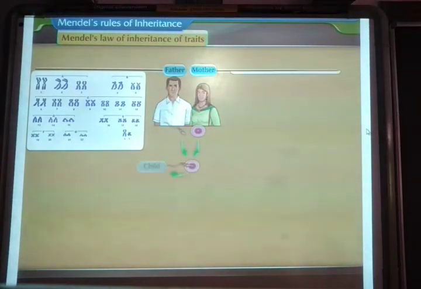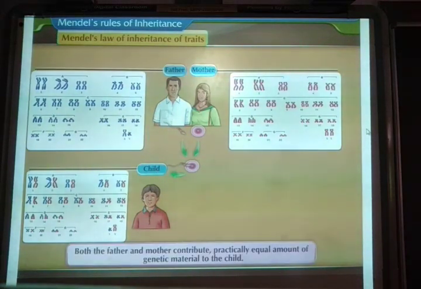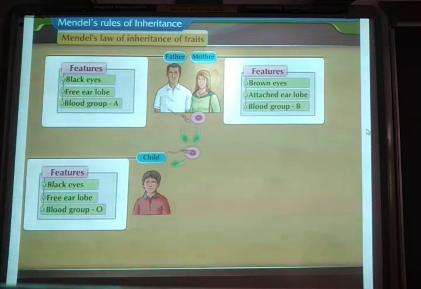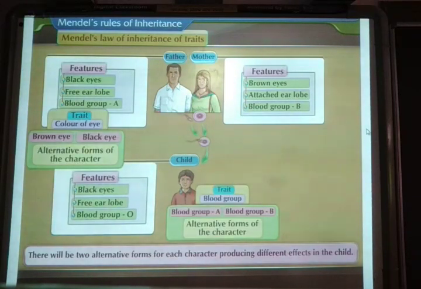The laws of inheritance of traits in human beings are related to the fact that both the father and the mother contribute practically equal amounts of genetic material to the child. This implies that each trait can be influenced by paternal as well as maternal DNA. If the contribution of both the father and the mother is equal, then for each trait there will be two alternate forms for each character, producing different effects in the child. These alternate forms of a gene are called alleles.